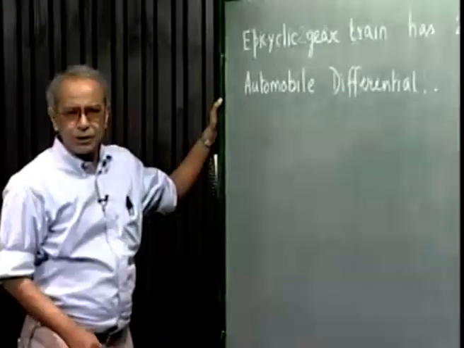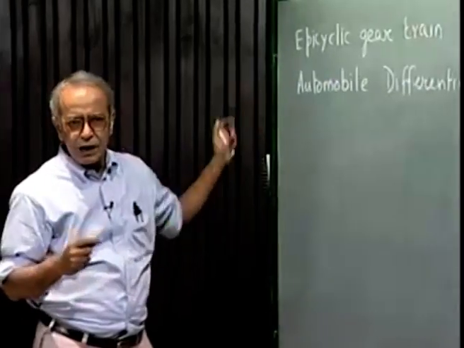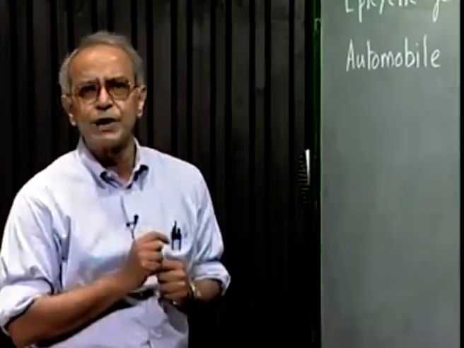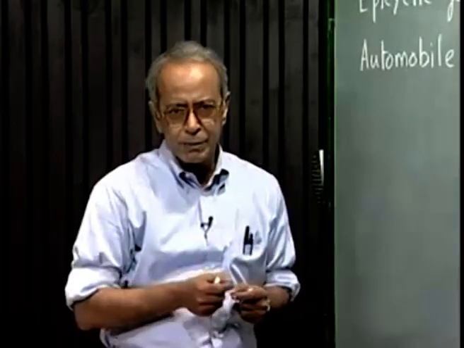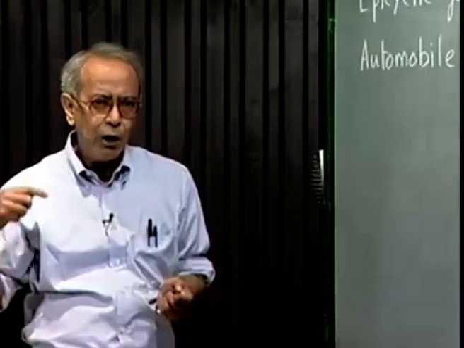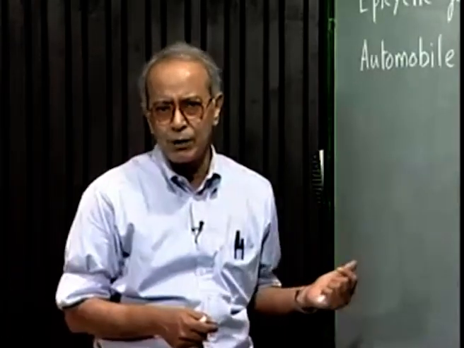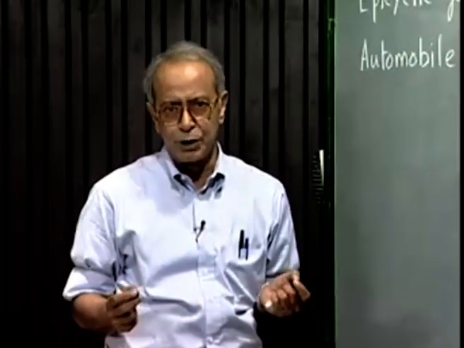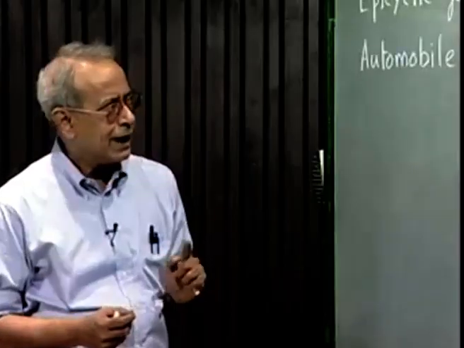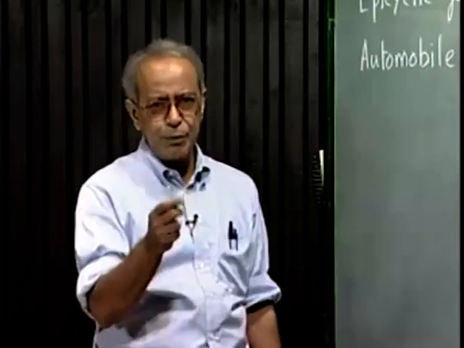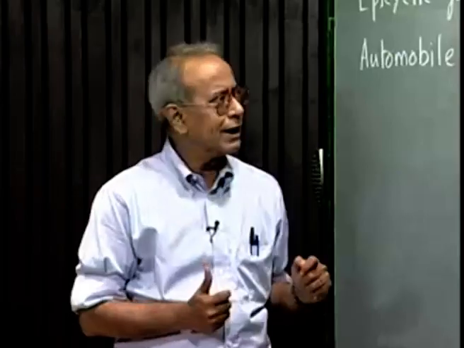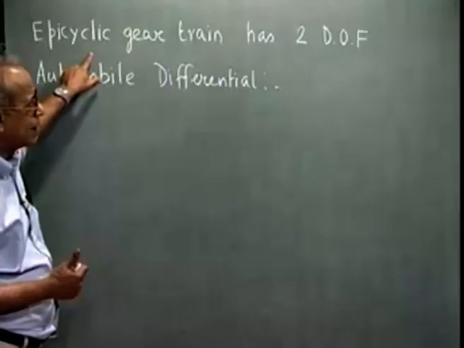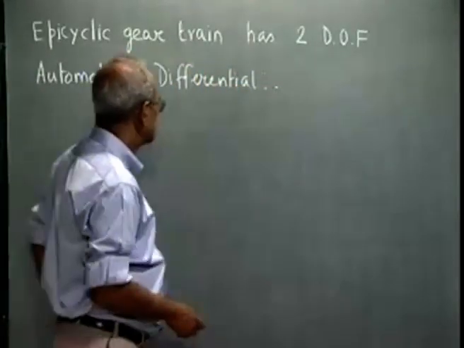As we know, when an automobile goes in a straight path, both the rear wheels rotate at the same speed. But if the car wants to take a turn, then the input speed may not change, but the outer wheel must rotate faster than the inner wheel. That means from the same input speed, I now must create 2 different output speeds when the car wants to take a turn. And that is possible because the input shaft and the wheels are connected by what we call an automobile differential, which is nothing but an epicyclic gear train having 2 degrees of freedom.